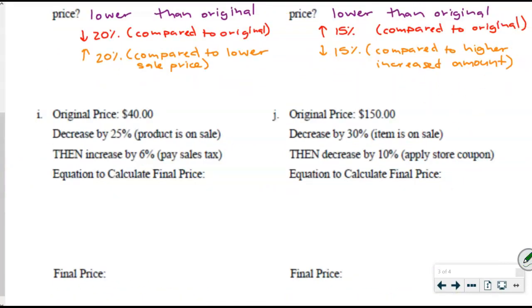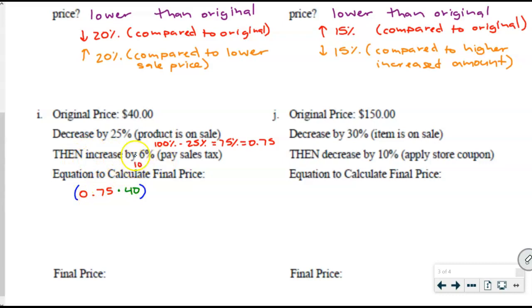So if it's decreasing by 25%, that's 100% minus 25% is equal to 75%, so I will be calculating with 0.75. That would be 0.75 times the original amount, which is $40. That's our first step. But with that first step, we then are taking that amount that we get there, and we have to increase it 6%.